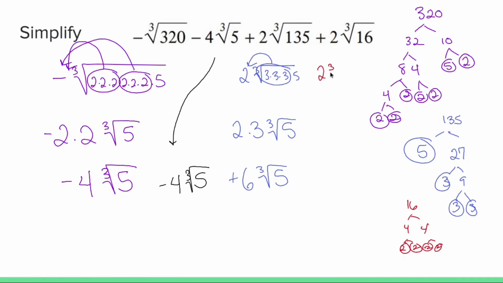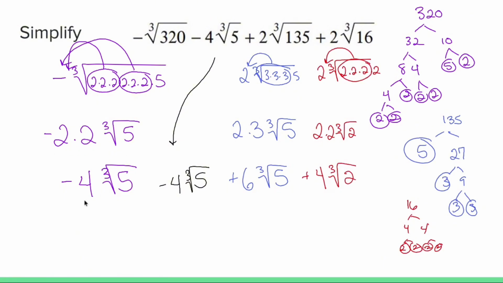So 2 times the cube root of 2 times 2 times 2 times 2, circle a group of identical 2's, 3 of them, bring out 1 of them. So you become 2 times 2 cube root of 2, which is positive 4 cube root of 2. Now, let's see what can combine.